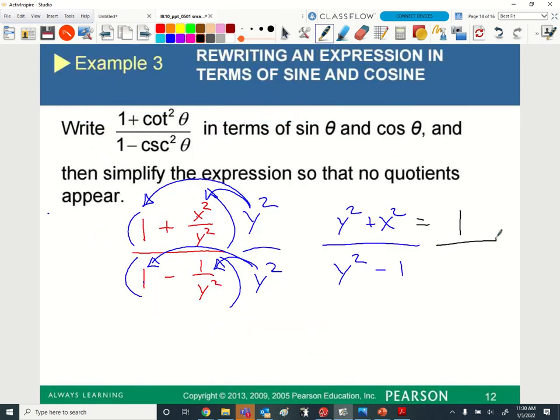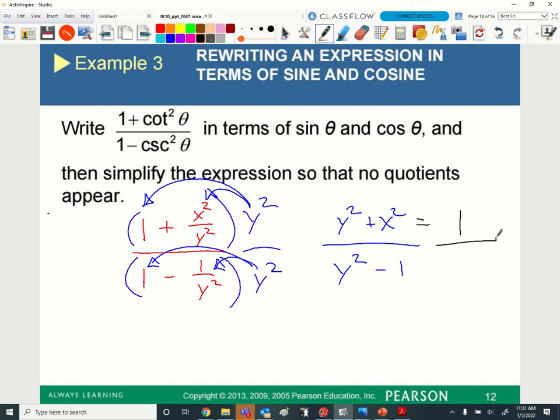Now, on the bottom, it's going to be slightly different. Slightly different. Okay, as long as you're paying attention and not trying to sleep right now. I know I'm just that boring. I'm sorry.